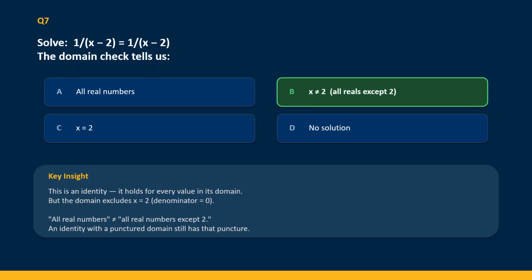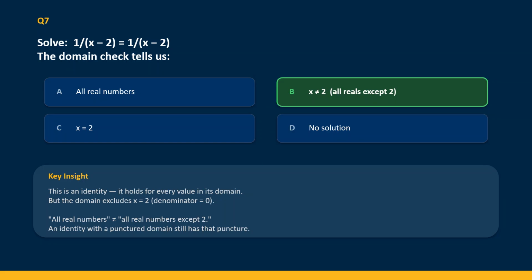The correct answer is B. x not equal to 2. Both sides of the equation are the identical expression, so the equation is an identity. It holds for every value of x at which the expression is defined.